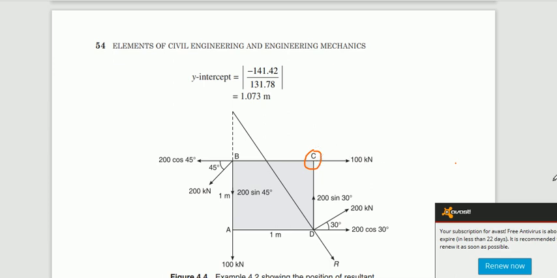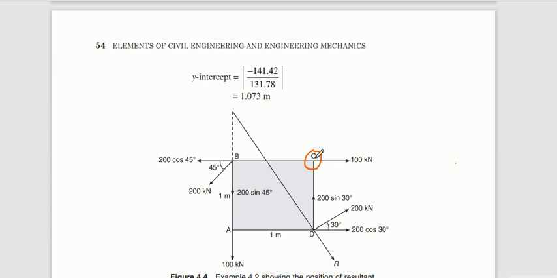If you want to calculate the moment with respect to C, then the moment due to 100 becomes 0, the moment due to this 200 cos 45 becomes 0, and the moment due to 200 sin 45 becomes 0. Is it clear why it is 0? Because the line of action of this force is passing through point C, and the line of action of 200 sin 30 is also passing through this point. The remaining moments will exist. So you have to be clear with this concept.